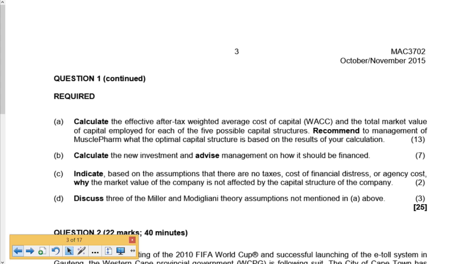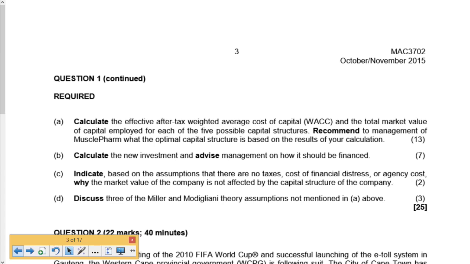And then for D, they ask you to discuss 3 of the Miller and Modigliani assumptions that aren't mentioned above. See if you can think of any that come to mind, or you can look in your notes. But they've given you 3. They've given you no taxes, no cost of financial distress, and no agency costs. So there were a couple more that I had given you. We're looking at a perfect market, so that is one, actually, that the market is perfect. There's a couple, so you would have had to try and come up with 3 there.